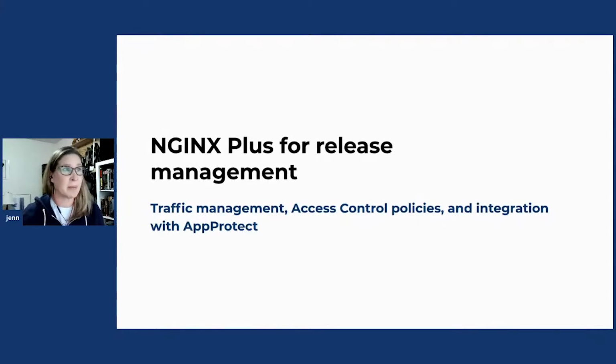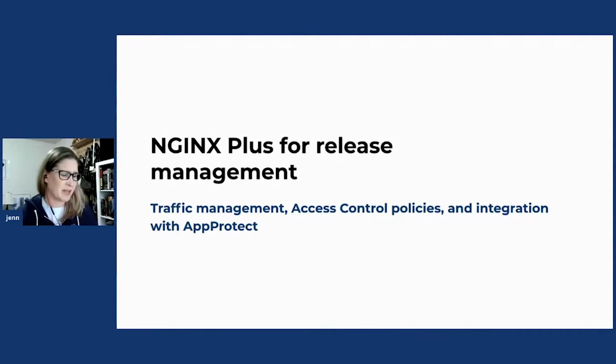I'm going to do traffic splitting based on weight, so we want to shift percentages of traffic from one portion of the app to the other portion of the app. I'm also going to do it based on, in this case, a cookie. And the other side of that, and this is why I like going last, I'm also talking about access control policies and the integration with App Protect. So you have all of these things that you can do.